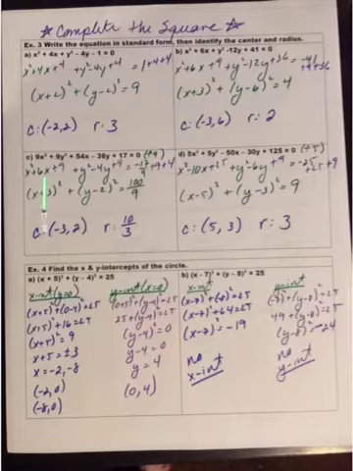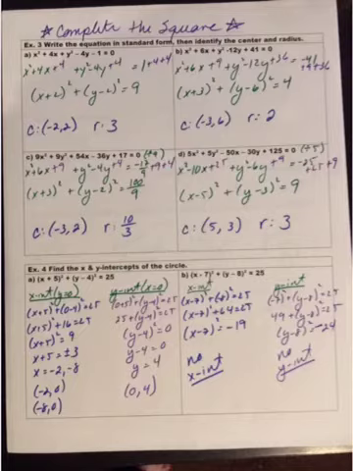Half of 6 is 3. 3 squared is 9. Add it to the left, add it to the right. Half of 4 is 2. 2 squared is 4. Add it to the left, add it to the right. This factors to x plus 3 squared. This factors to y minus 2 squared. I went ahead and changed this to 81 over 9 and 36 over 9 and added it all up to get 100 over 9. So my center is negative 3, 2. The square root of 100 over 9 is 10 over 3, so our radius is 10/3.